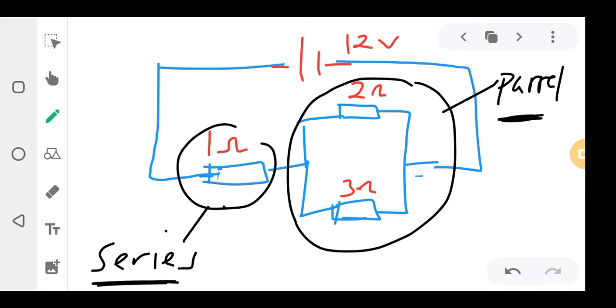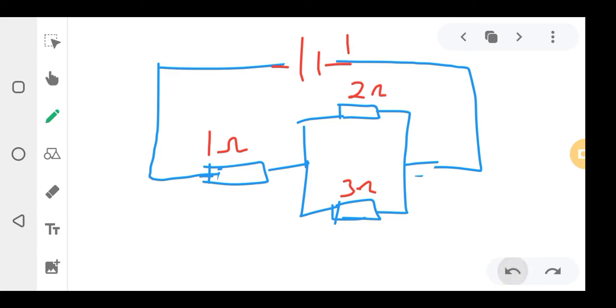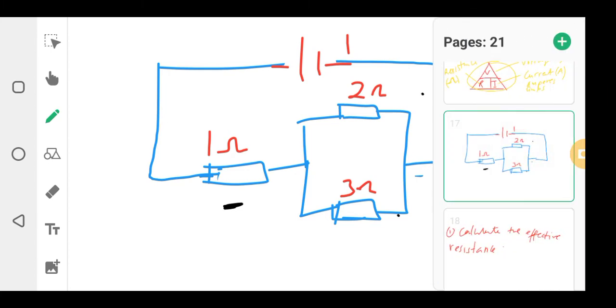So I'm going to remove these so that I have enough space. I just want to make you understand. We said this one is in series and these two are in parallel. Don't get caught. So we'll start with parallel first. You find the resistance in parallel.